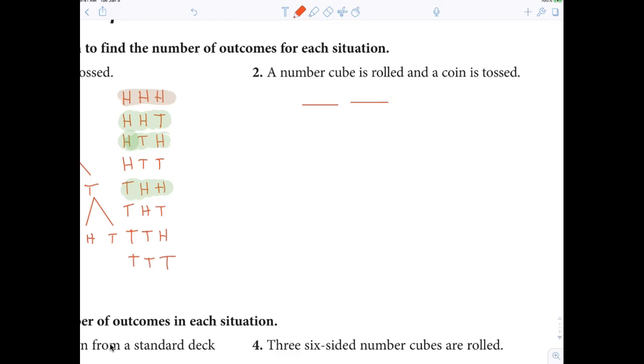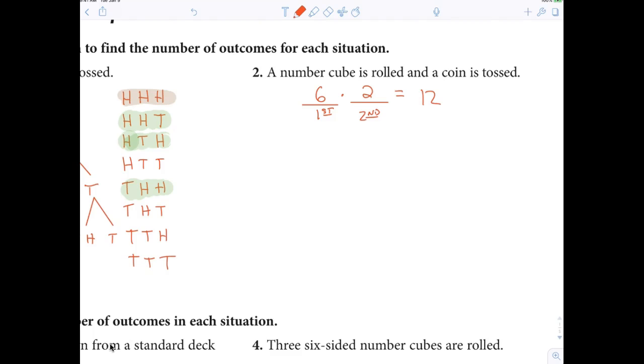Wait, is it 2 cubes? No, just 1. A number cube. So how many options are there for the cube? 6. And how many options for the coin? 2. So your fundamental counting principle says you multiply them, so how many different outcomes? 12 outcomes. Wait, is it 2 times 6 because there are 2 events? No. The 2 represents the event. Here's your first event. Here's your second event. That's where that second 2 is coming from.